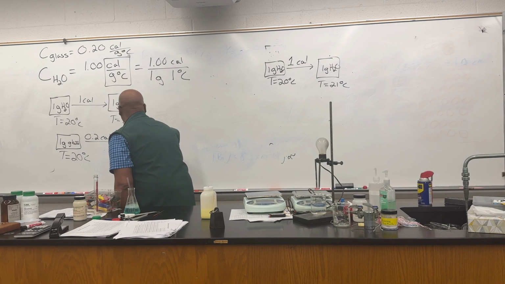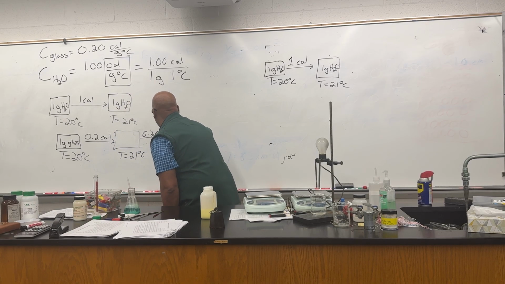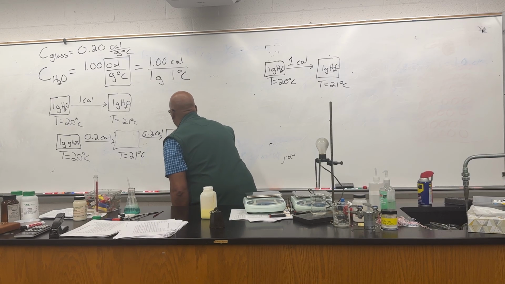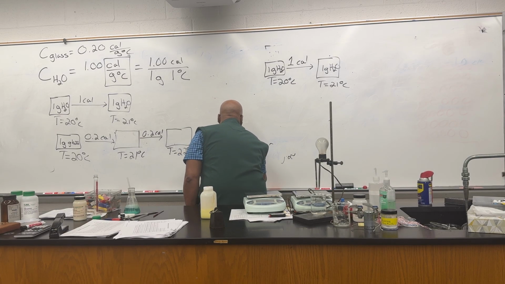You're one step ahead of me. Watch what's going to happen. 0.2 calories. I'll put another one in. 0.2 calories in. The temperature of the glass is now going to be at 22 degrees Celsius. Let me do this a couple more times here. Put another 0.2 calories. Temperature of the glass is 23 degrees Celsius.